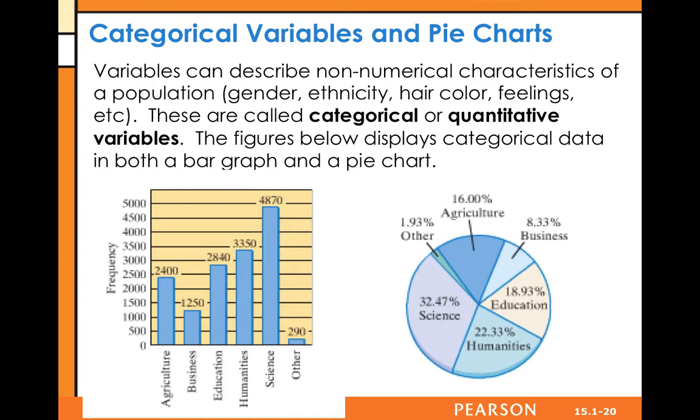Those are non-numeric variables. Okay, so a pie chart just shows you percentages of what percentage of people live in a certain variable, right? What percentage of people are of a particular ethnicity or have a particular hair color or whatever.